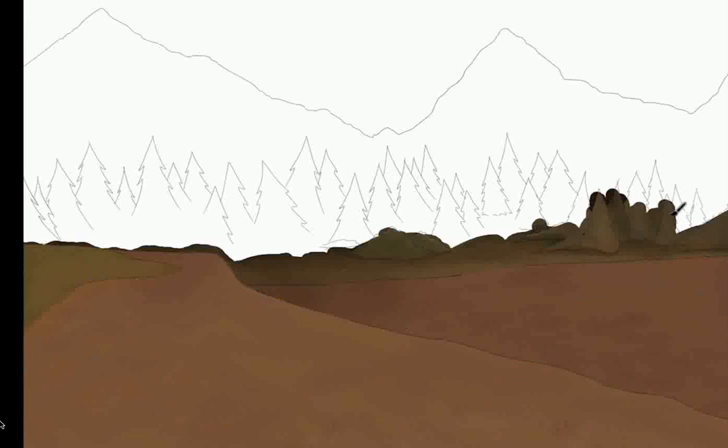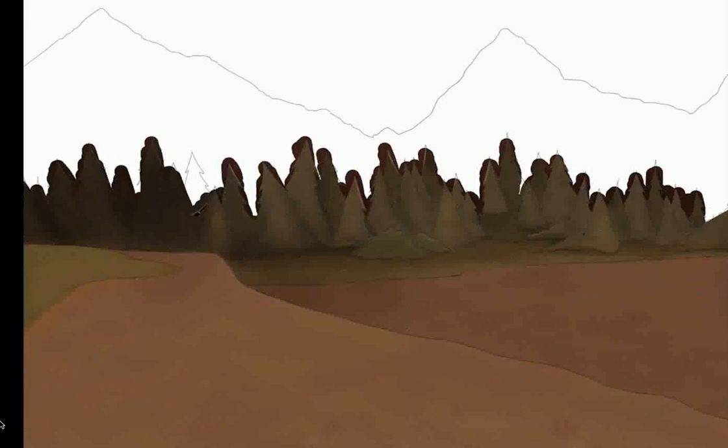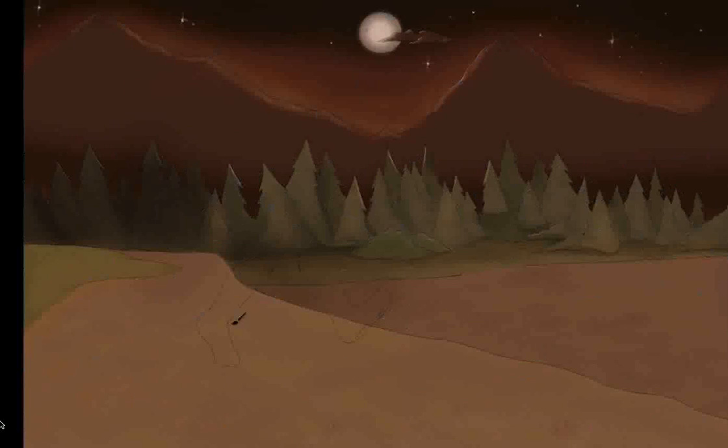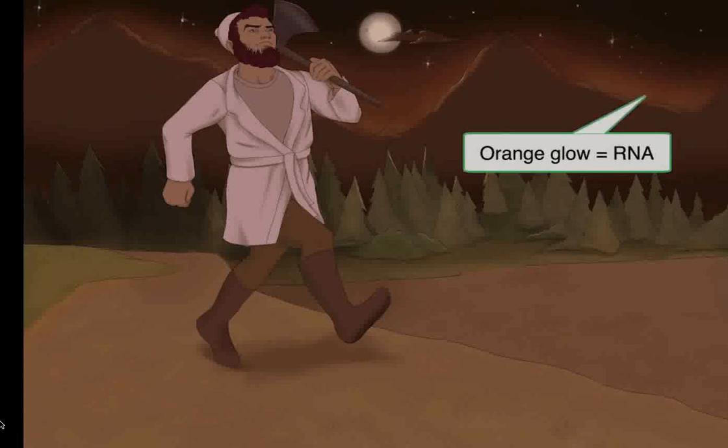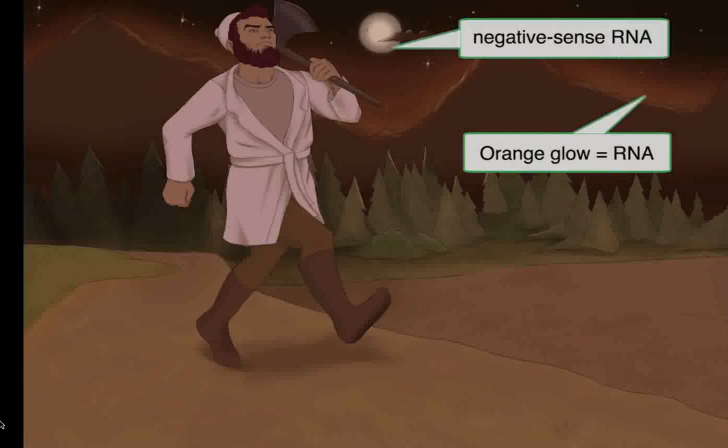So let's start by drawing a nice, picturesque forest scene with some majestic mountains off in the distance. And here comes Paul Bunyan himself, just taking a night stroll with his axe and not a care in the world. The bunyaviruses are a family of single-stranded RNA negatives. So the mountains in the back give off a warm orange glow to remind you that it's an RNA virus, and the nighttime scene with our negative sense moon tells you that it's a negative sense virus.